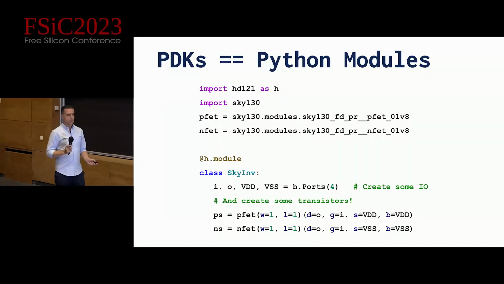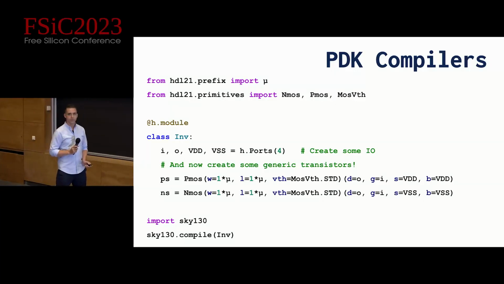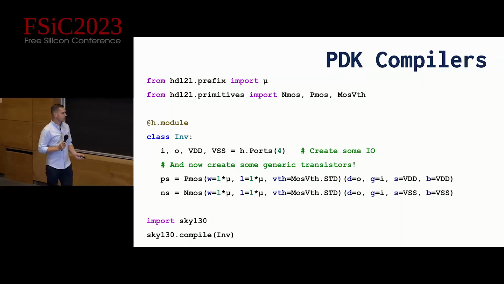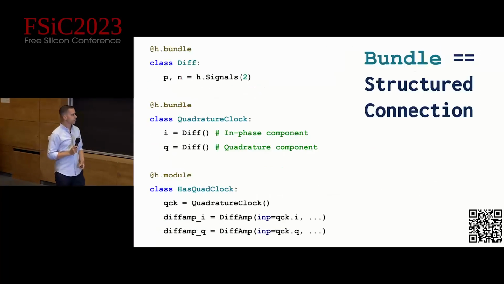Or to make process-portable modules, they generally each come with a compile method from a set of generic primitives that Hdl21 provides. So there are generic versions of each of the major device types that you'd find in SPICE, transistors, resistors, and the like. And each PDK comes with a method to convert those into its own devices.